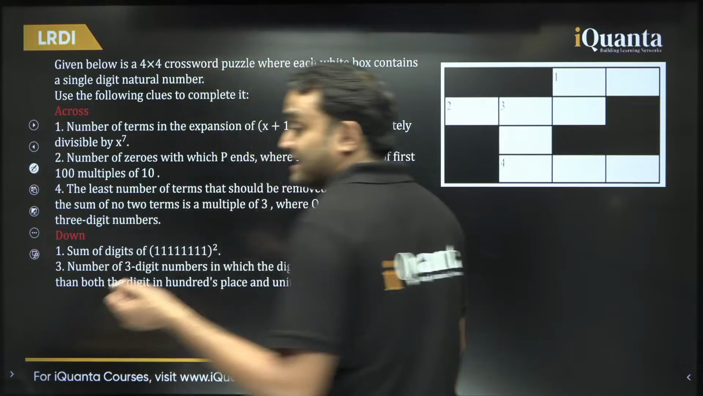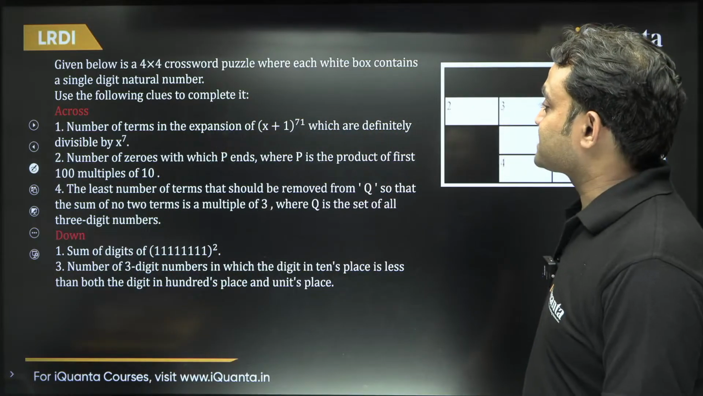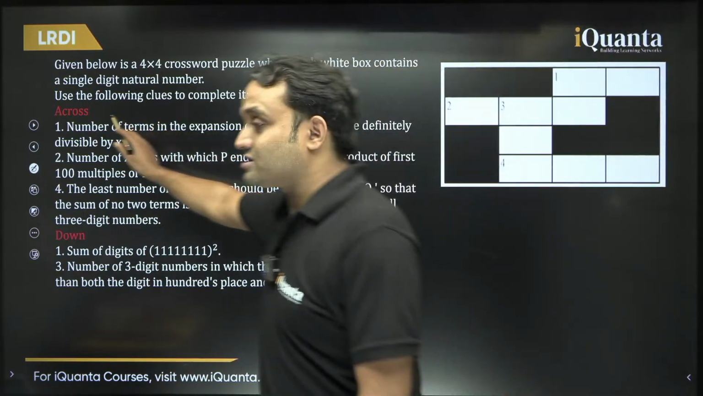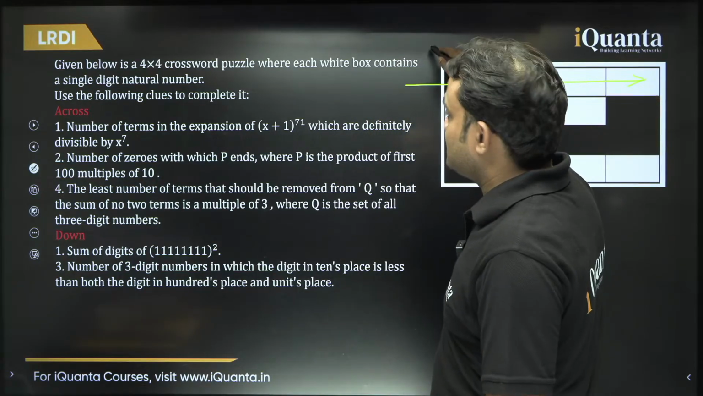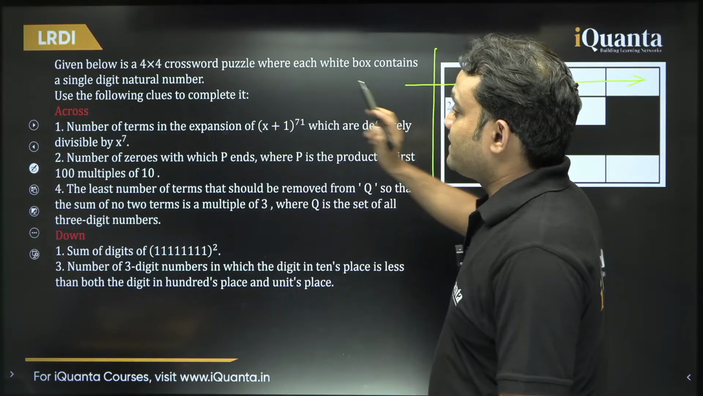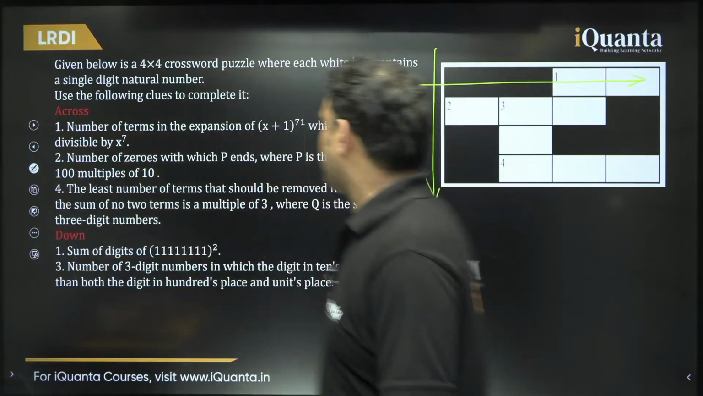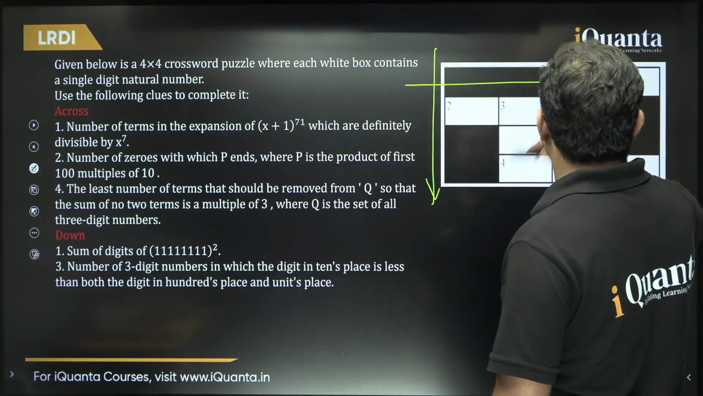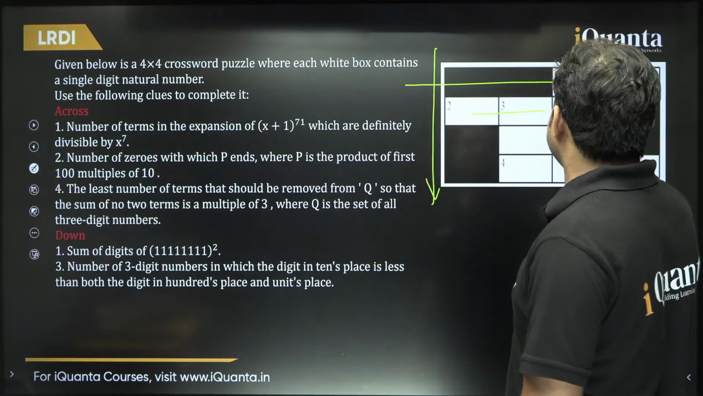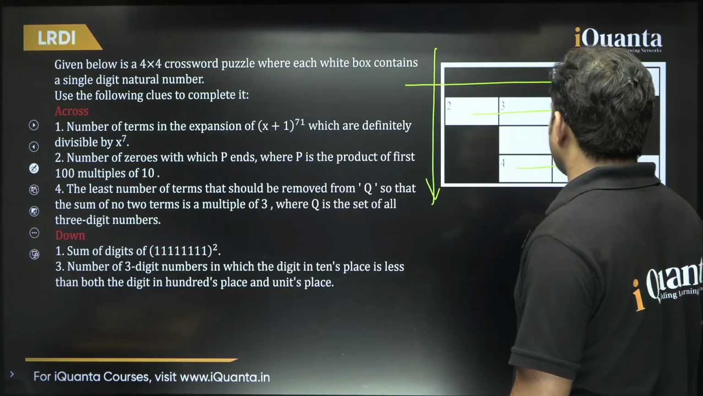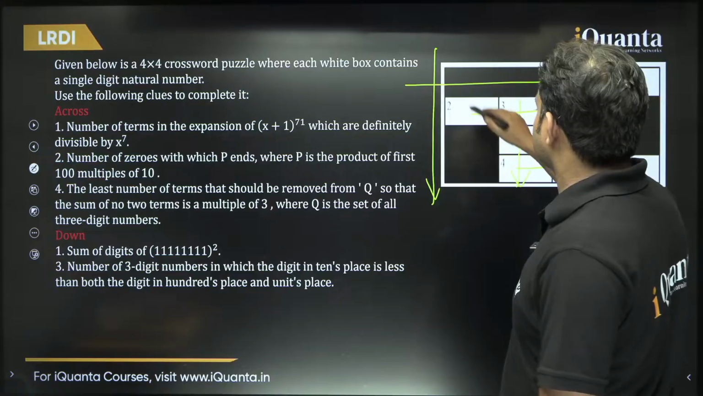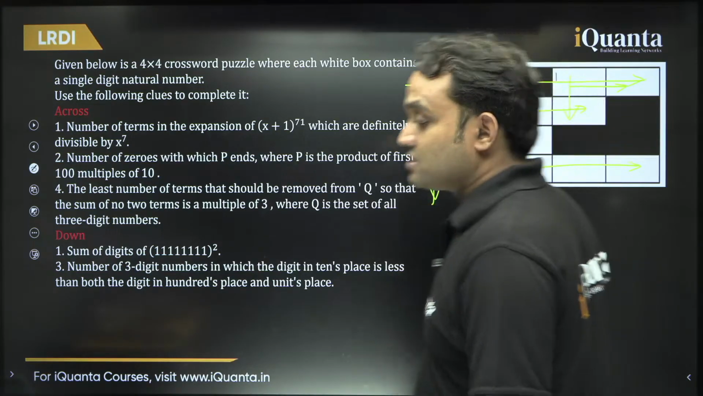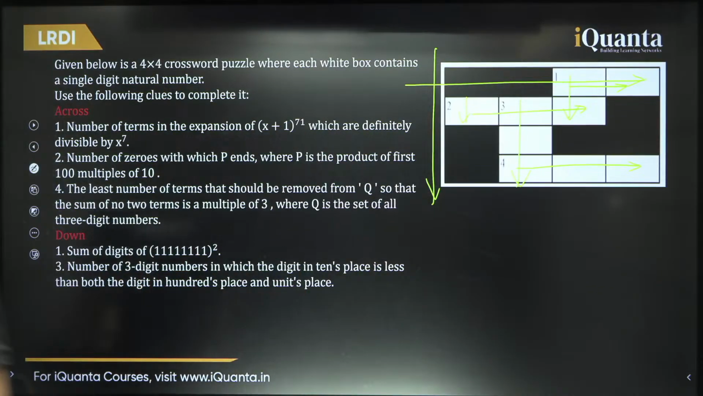One thing that I think you should understand first, across is this, down is this. Across one means these two, across two means these three, across four these three, like this. Down these, down these, down these, like this. So this is how you need to solve it.